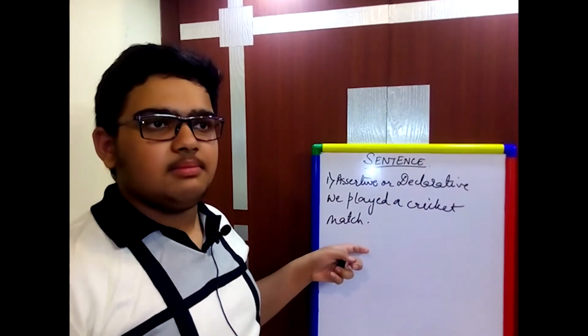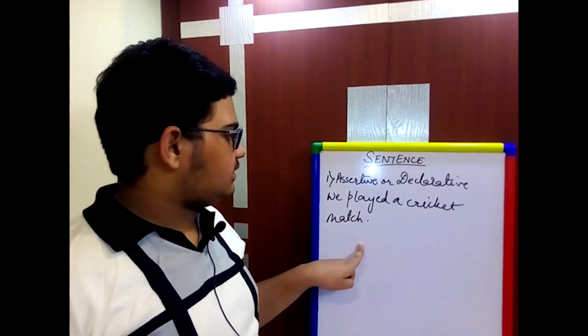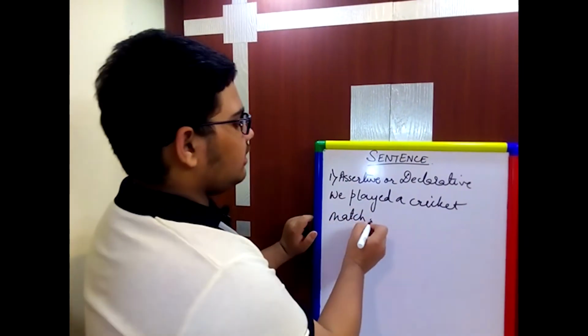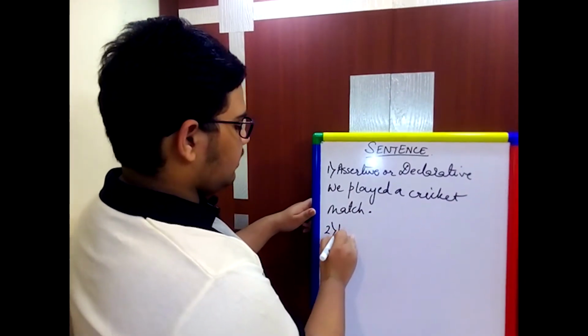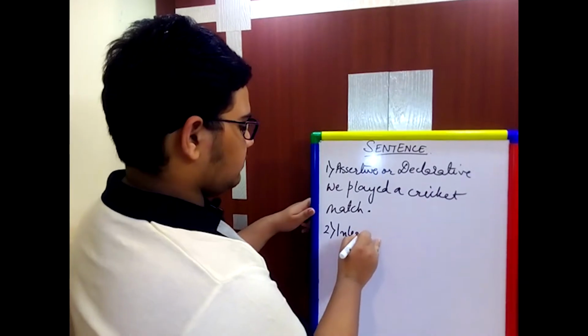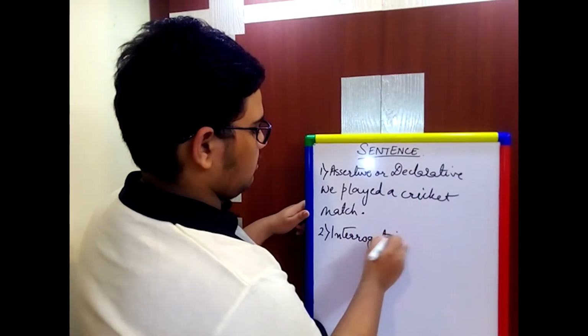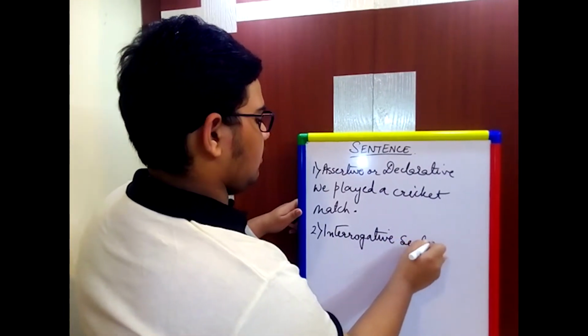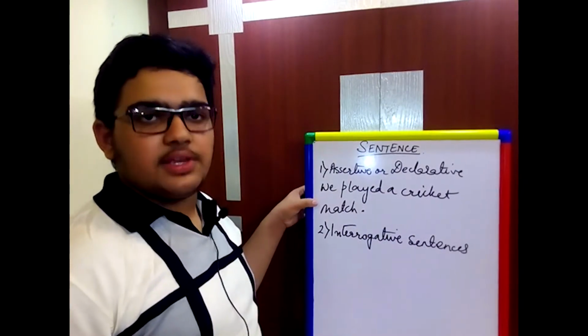Or we can write just simply like this. The features of assertive or declarative sentence is that it should end in a full stop. Now when we come to the second type of sentence, we have interrogative sentence. Now, interrogative sentences is a type of sentence which asks questions.